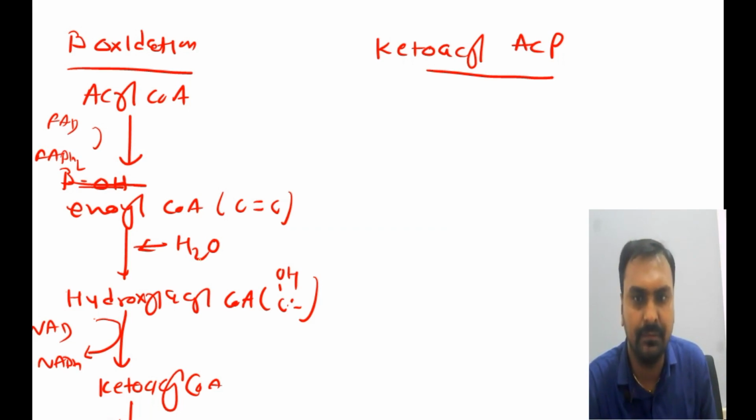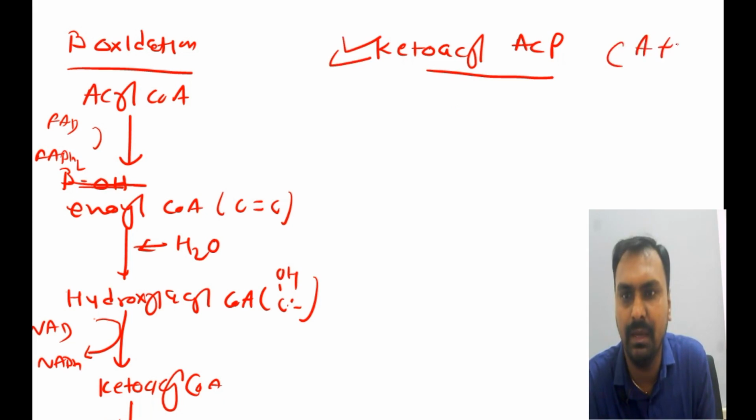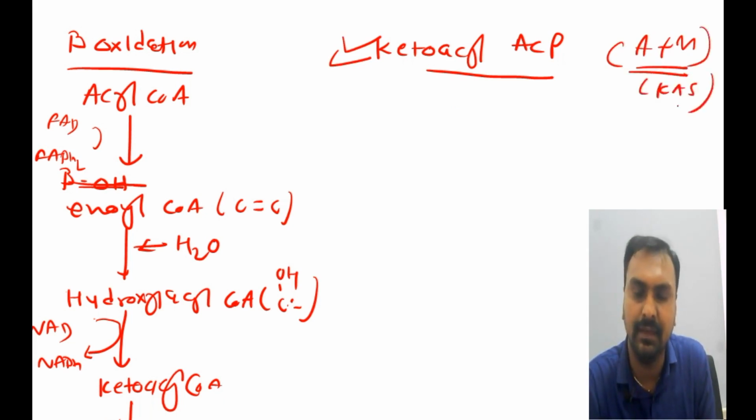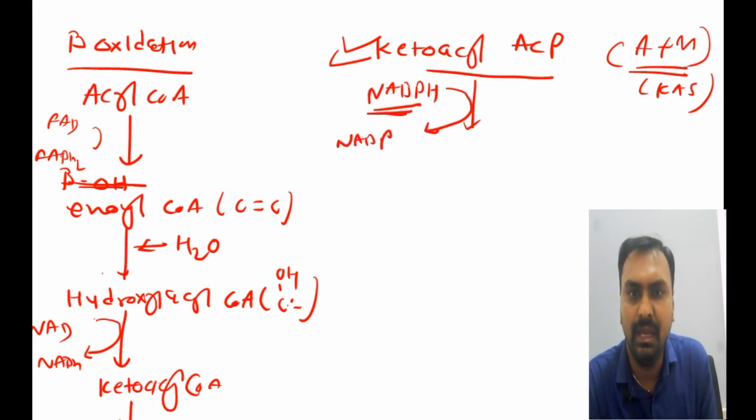So here it is exactly reverse. First ketoacyl ACP will form with the help of acetyl and malonyl with the help of the ketoacyl synthase enzyme. Now this ketoacyl is converted to hydroxyacyl. Here NADPH, which is generated mainly in the pentose phosphate pathway, is converted to NADP, and ketoacyl ACP is converted to beta hydroxyacyl ACP.